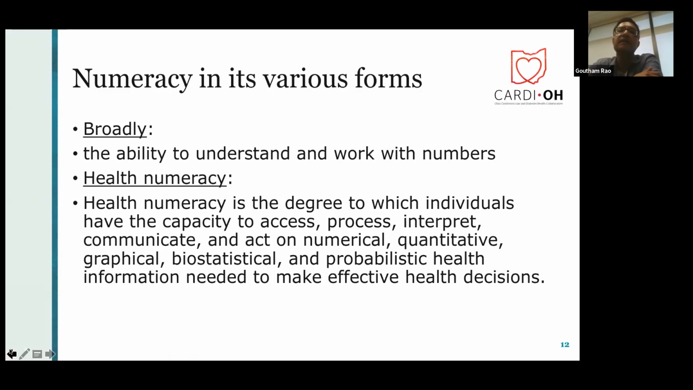So broadly speaking, the ability to understand and work with numbers is numeracy. It's the degree to which individuals have the capacity to access, process, interpret, communicate, and act on numerical, quantitative, biostatistical, which is really more advanced, and probabilistic health information needed to make effective health decisions. If you don't look after your feet, you have a 30% chance of an amputation. Not well understood by our patients at all.